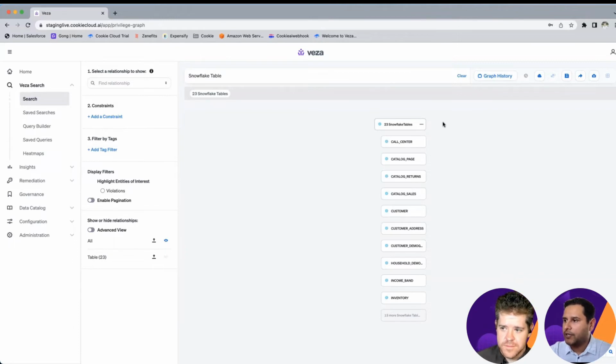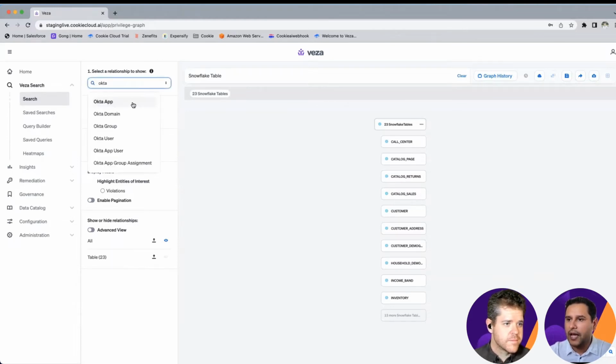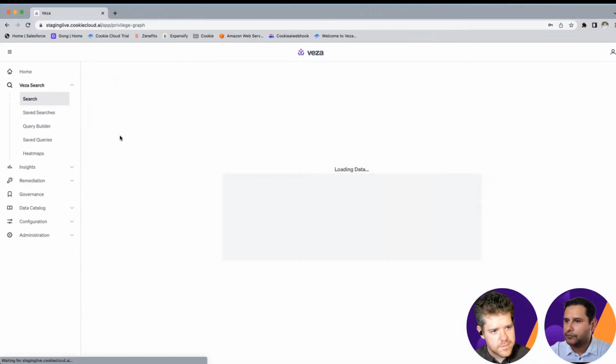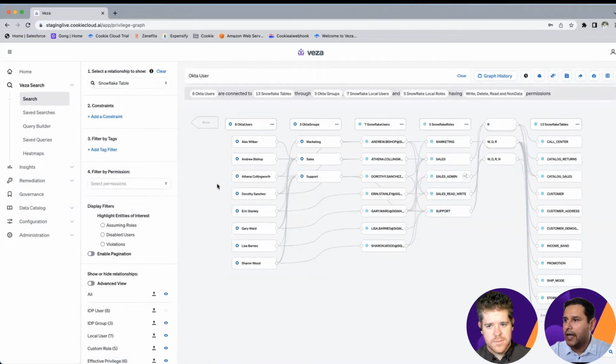Once I'm here, I want to understand the relationship that these Snowflake tables have to my Okta users, and therefore create the identity to data relationship. So once I'm here, I now see that I have 8 Okta users who by membership of 3 groups are able to assume 5 Snowflake roles, which then give them access to 13 Snowflake tables.